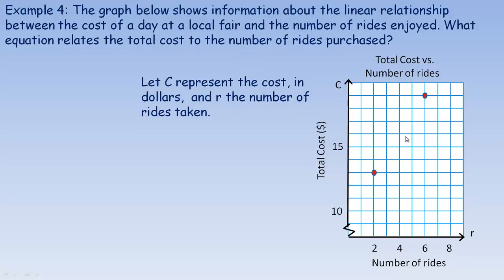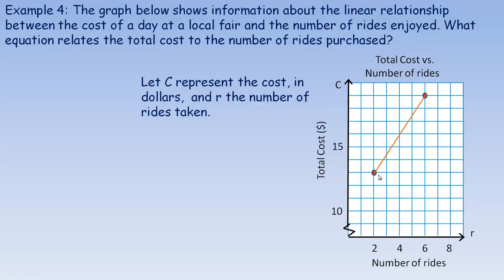Now, in this example, we're going to take a look at the example in a moment. Notice that I didn't put in the example defining what the variables were. So if that's the case, then you should do it yourself. So you're clearly stating that these are my variables, this is what they represent, this is the units for them. So I'm going to let C represent the cost in dollars, and R the number of rides taken. So C is the total cost, and R is how many rides were taken at the fair.